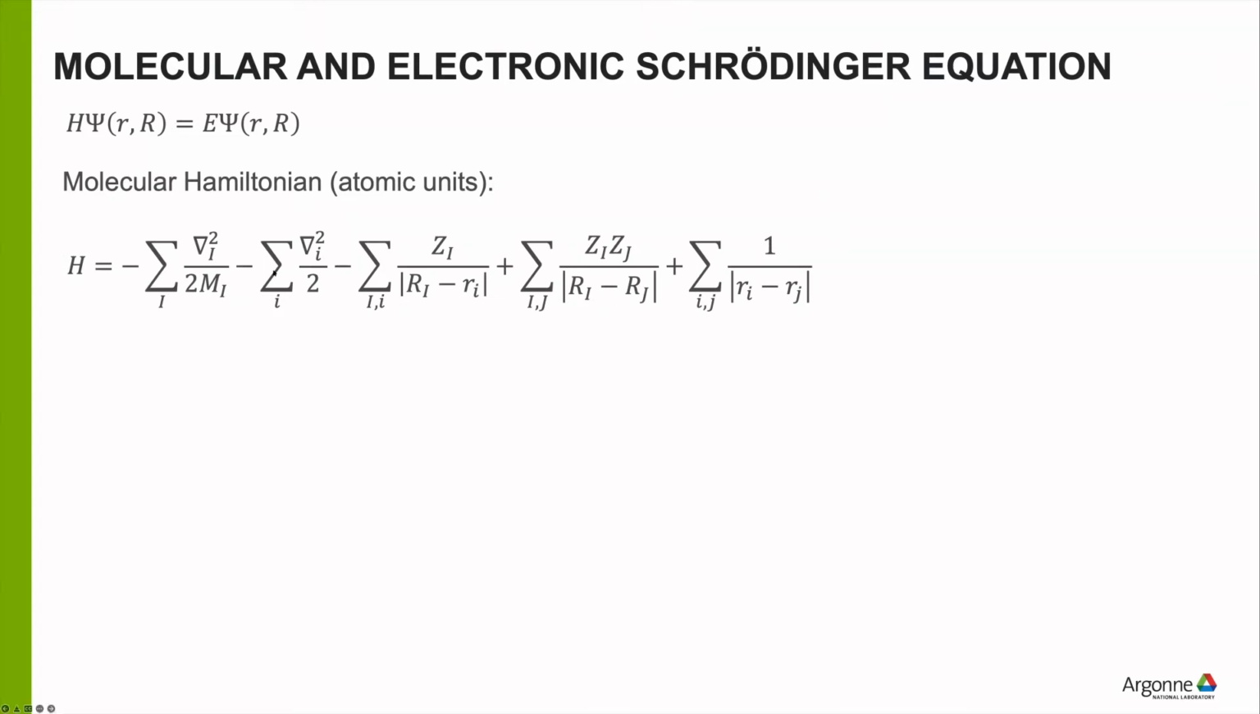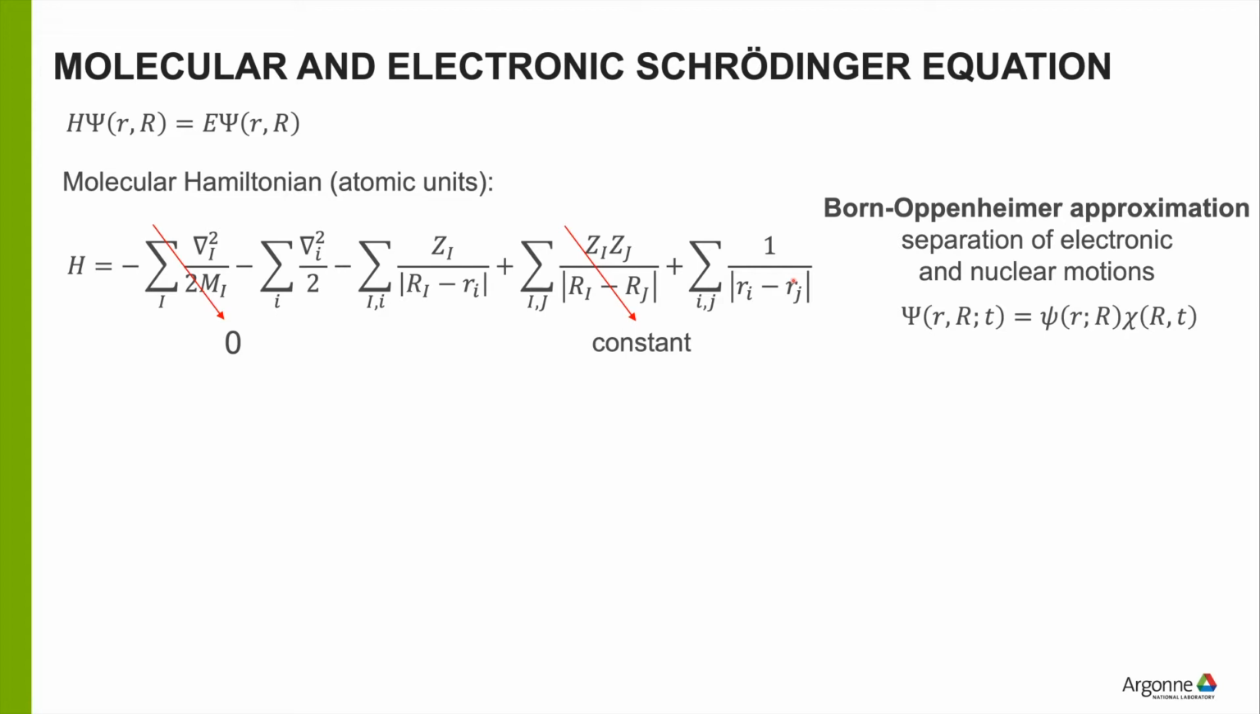As you probably know, the Hamiltonian is the sum of the kinetic energy and potential energy terms. So in this equation, you have the kinetic energy of the nuclei, the kinetic energy of electrons, the interaction of electrons with the nuclei, the potential energy of interaction of the nuclei, and the potential energy of interaction of the electrons.